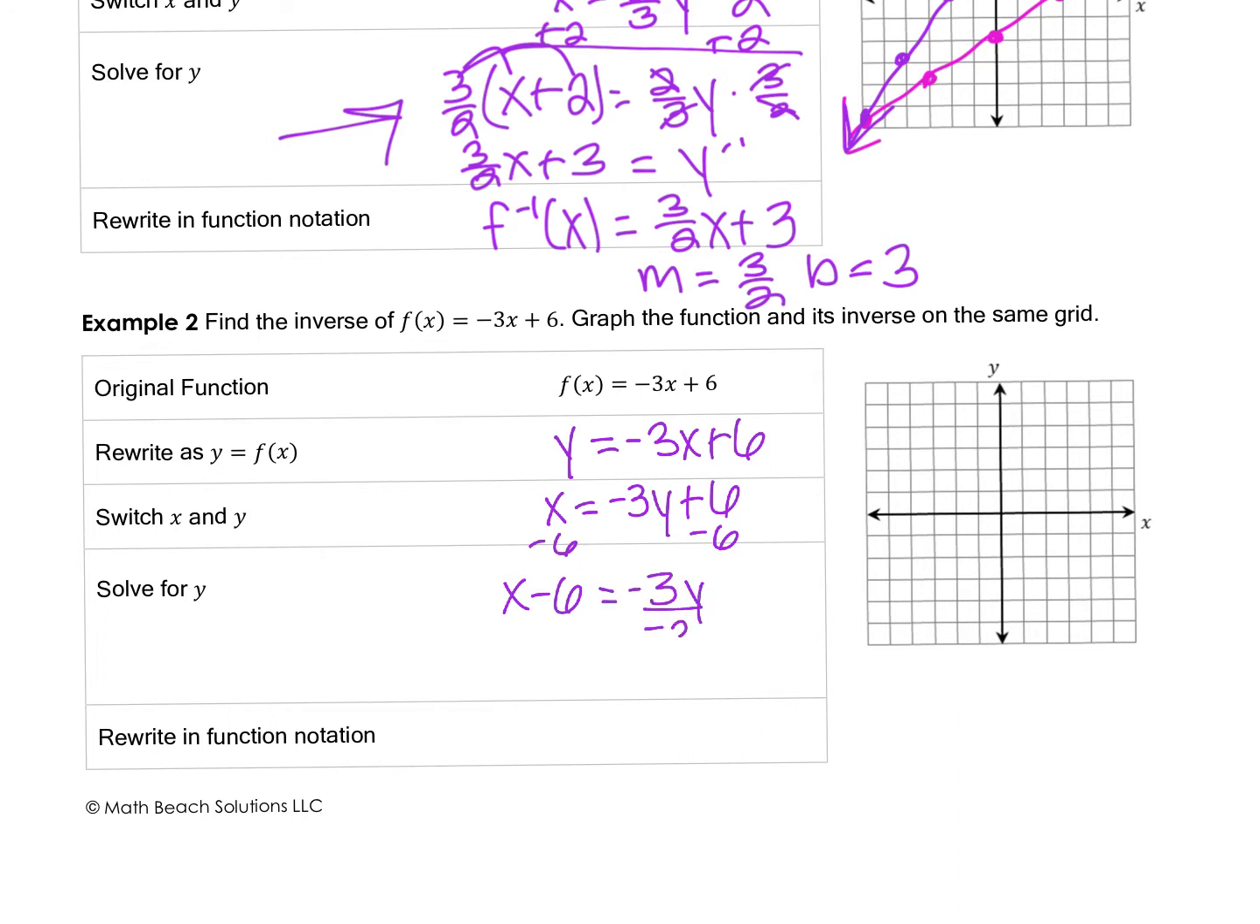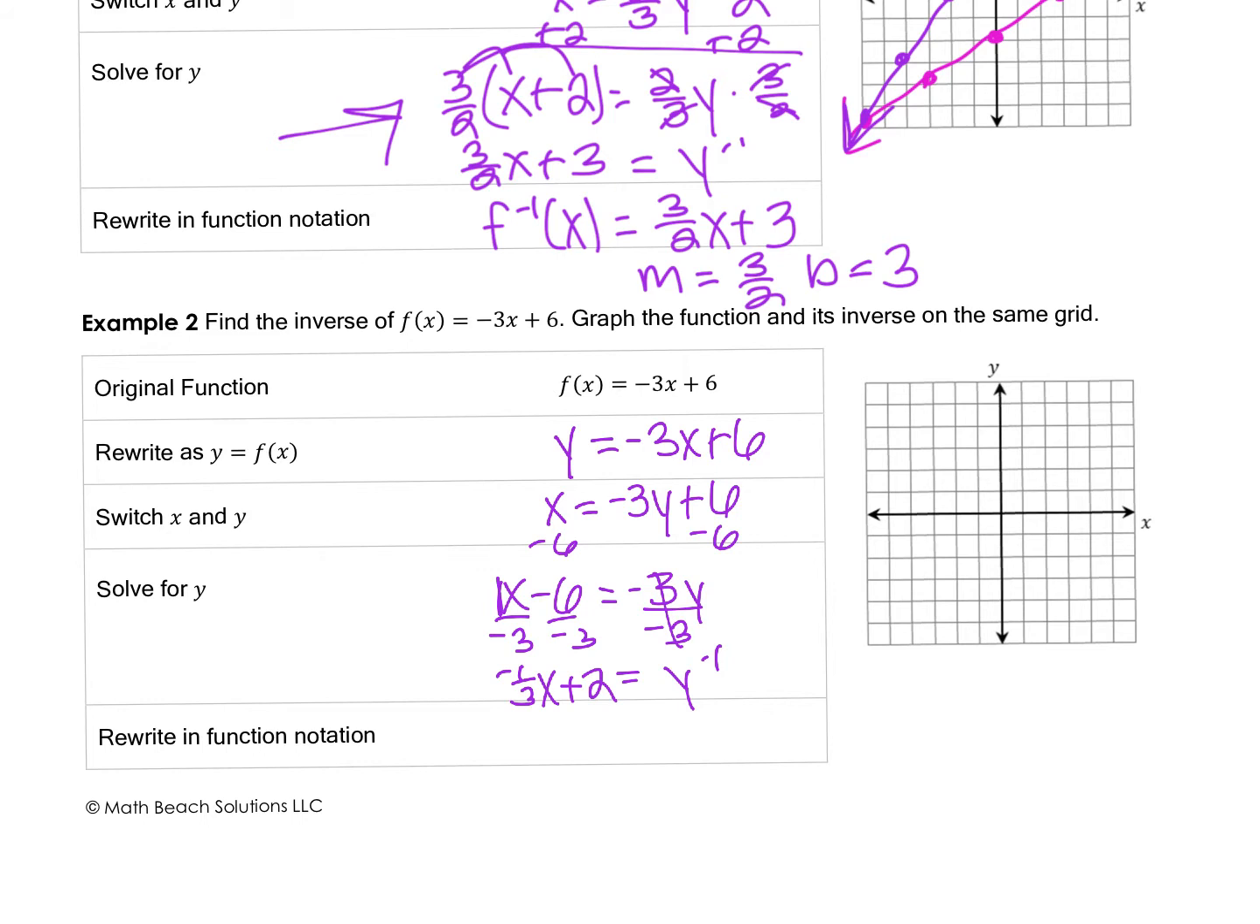And then I'll divide everything. Make sure you divide every term by negative 3. And since it's just an x there, I'm going to go ahead and put a 1, so that way I know it's negative 1/3 x. That's going to help me with the slope. And then a negative divided by a negative is a positive. That should be plus 2 there. I'll just put that inverse symbol.